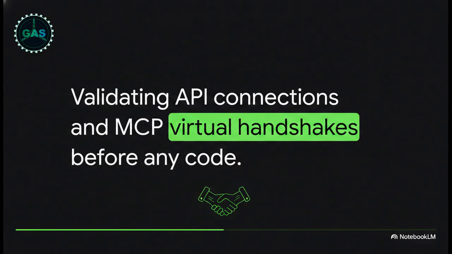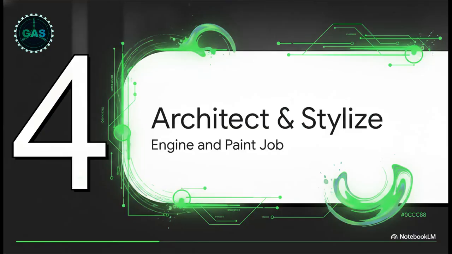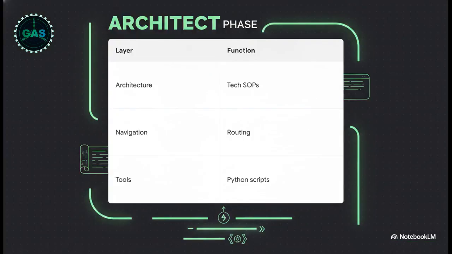It's essentially the AI reaching out, touching, and feeling those external systems to ensure that virtual handshake is completely solid. All right, into Section 4, BLAST, Architect and Stylize, building the engine and the paint job. With the logic planned and the connections verified, we get to the real meat of the build, the architect phase.